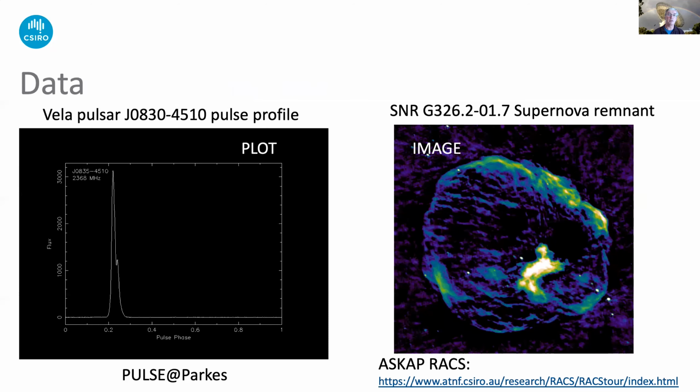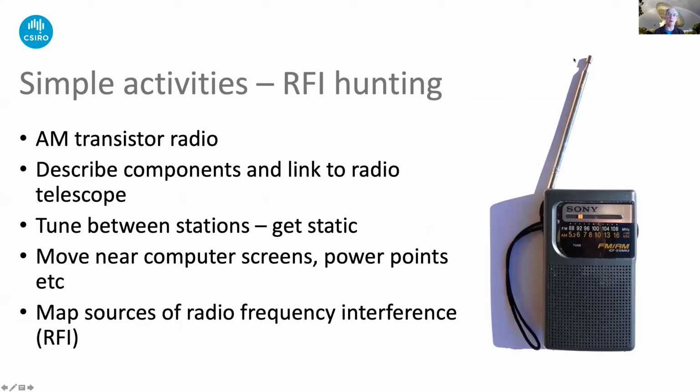But here we can see examples of both an intensity plot and a plot of a supernova remnant as an image from two of our radio telescopes here in Australia.